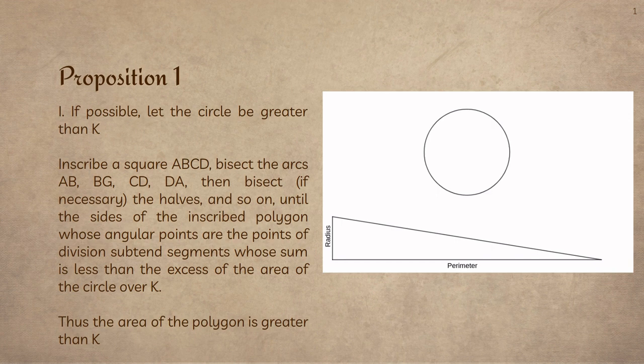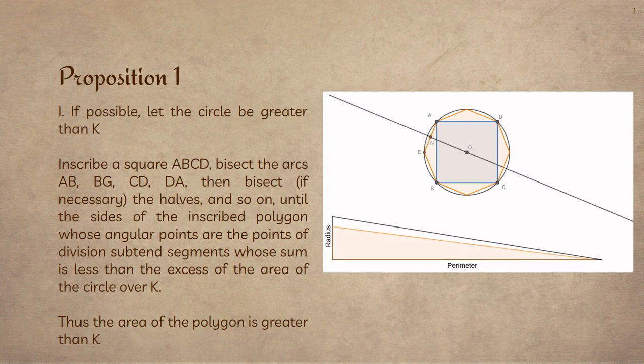He then says, if possible, let the circle be greater than K. Inscribe a square ABCD and bisect the arcs AB, BC, CD, DA, and then bisect, if necessary, the halves, and so on and so forth. So we're creating a polygon on the inside there, until the sides of the inscribed polygon whose angular points are the points of subdivision. So basically he's saying, thus the area of the polygon is greater than K. So basically keep making this until the area would be greater than K.